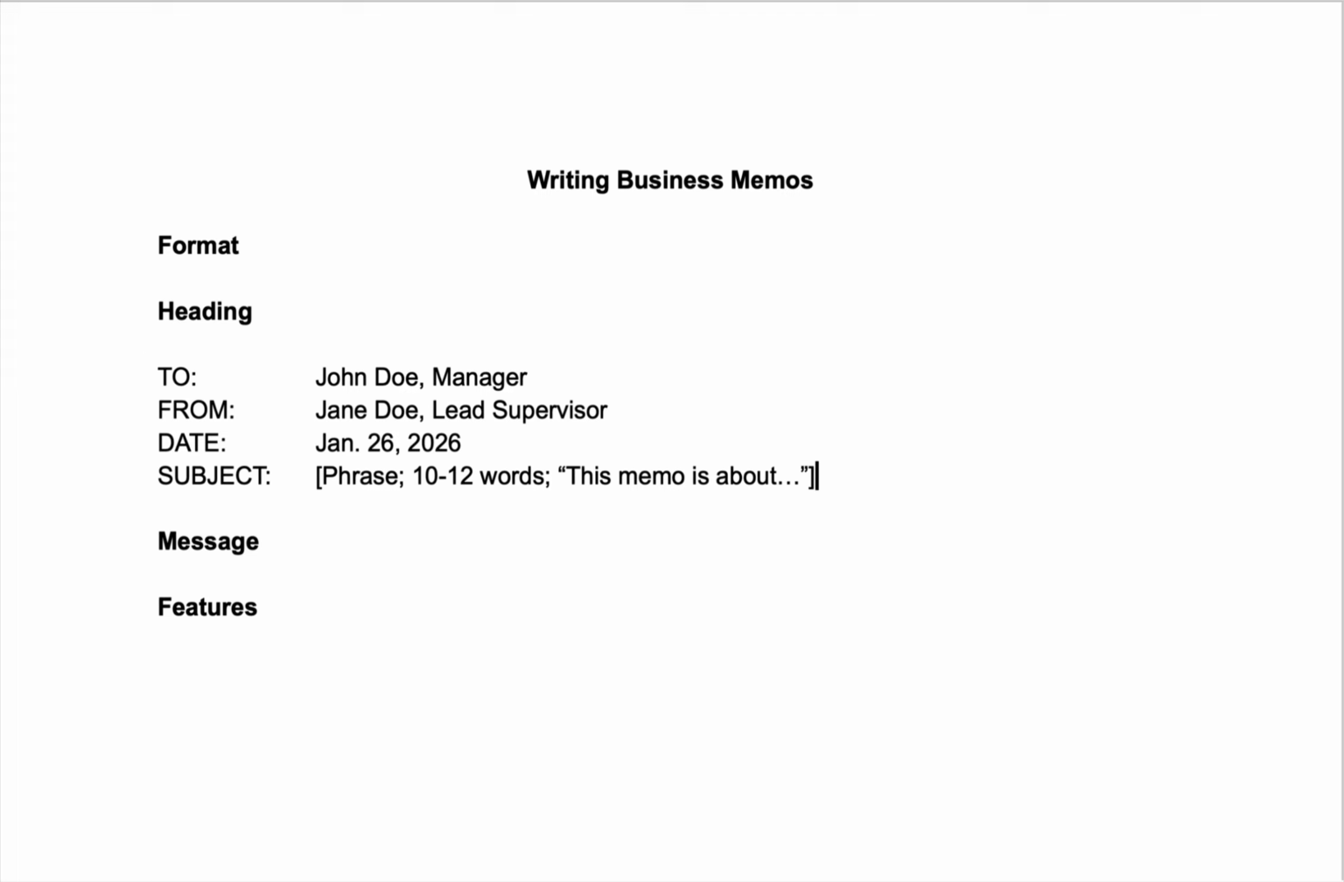Next comes the message itself. So, following the heading elements, which we just looked at, we want to see how the message itself is going to be structured. So, the first paragraph of a memo is called the opening paragraph. And this is basically a one sentence summary of what the memo includes.